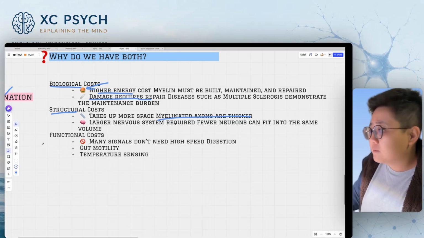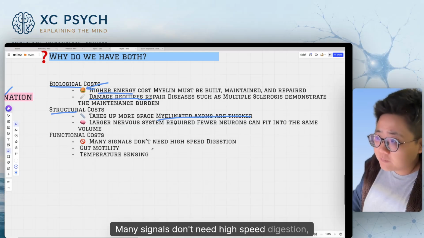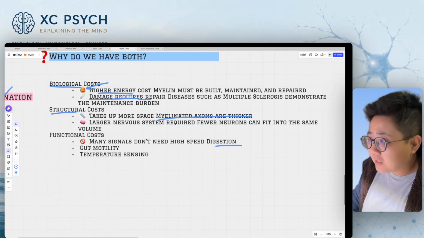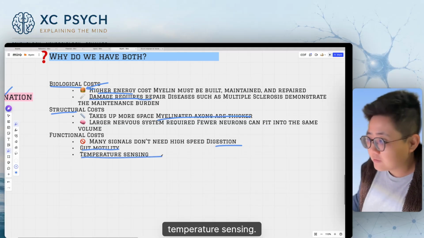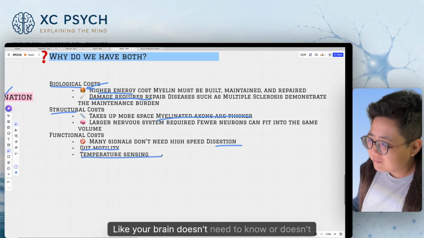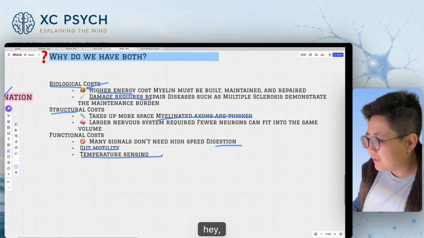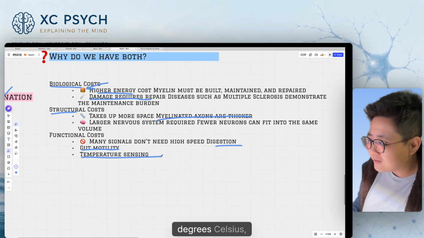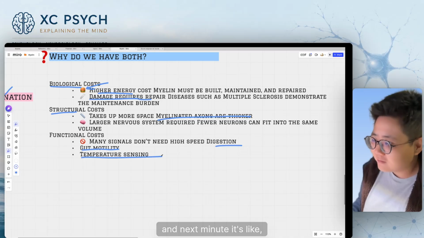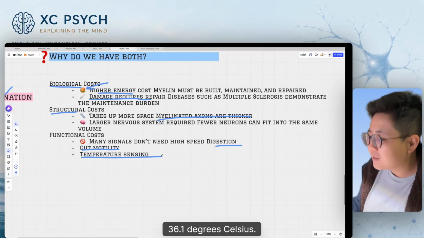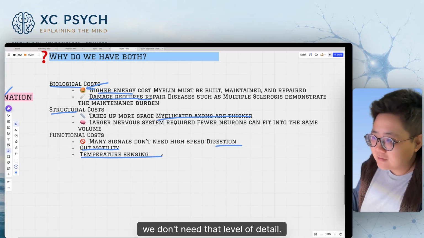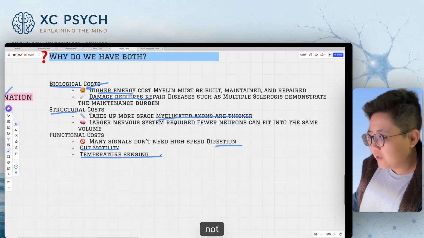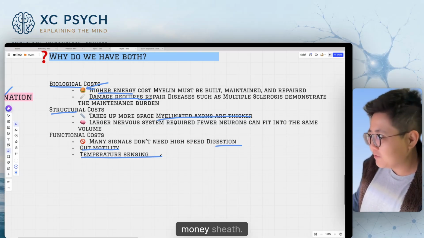Functional costs. Many signals don't need high-speed transmission, for example digestion, gut motility, temperature sensing. Your brain doesn't want to know, hey, my temperature is currently 36 degrees Celsius, and in the next minute it's 36.1 degrees Celsius. We don't need that level of detail, so hence some neurons are not myelinated.